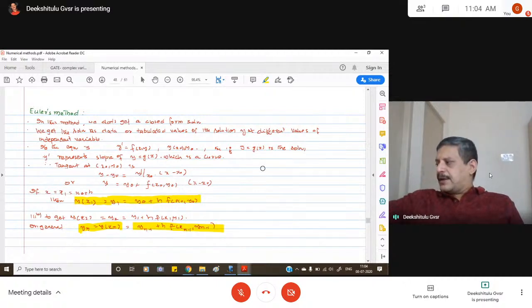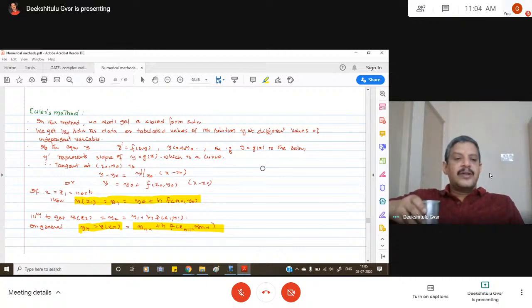So basically in Euler's method and the methods beyond this, we don't get closed form or finite form solutions. We get the solution as data, or tabulated values of the solution at different values of the independent variable. So if the equation is y dash is equal to f of x, y and y of x naught is equal to y naught, that is, if y is equal to g of x is the solution, then y dash depends on the slope.